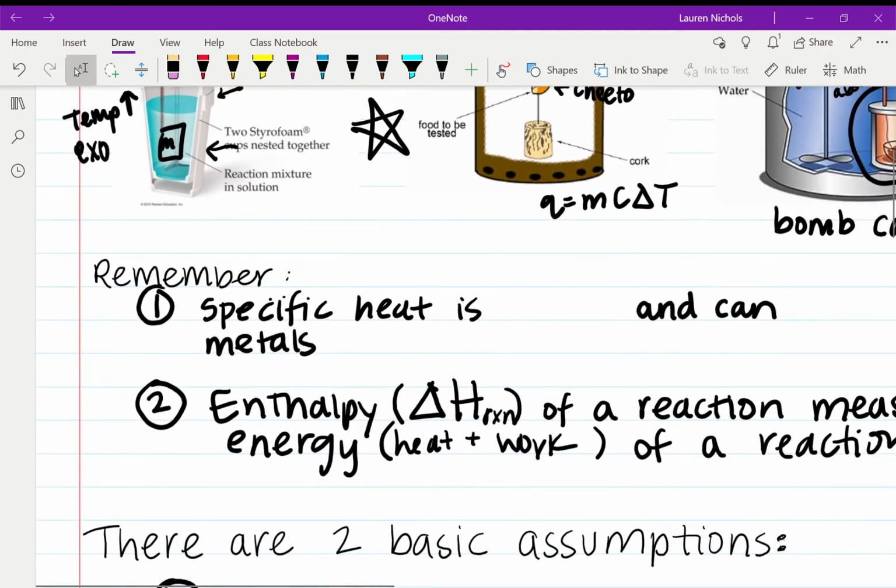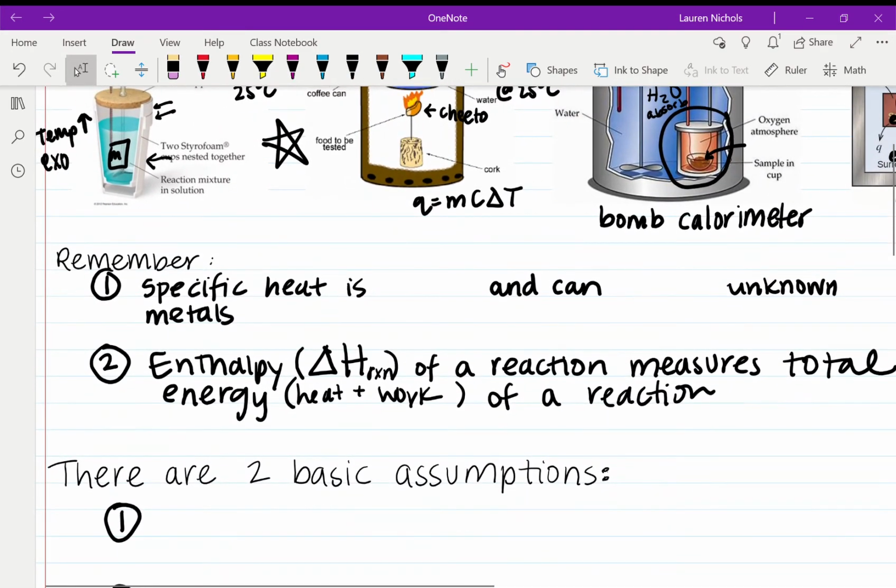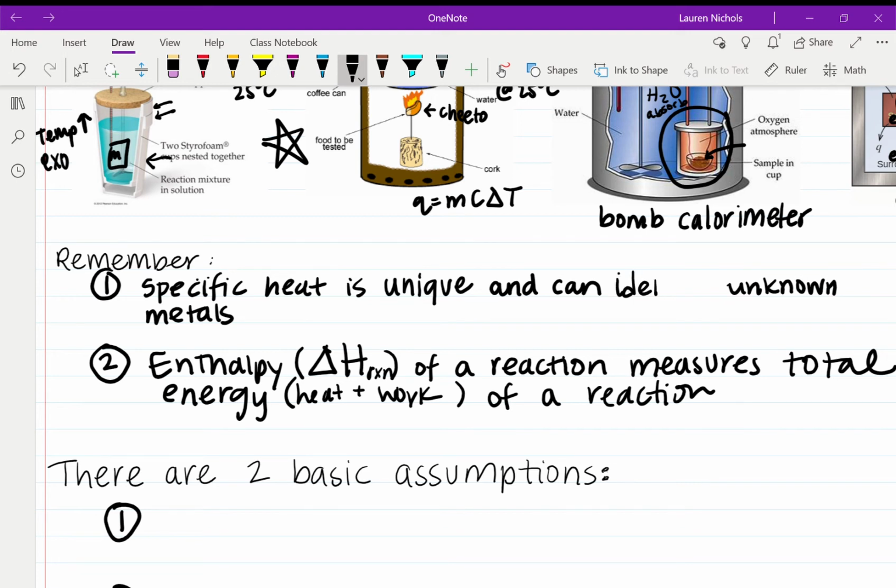So a key thing to keep in mind as we're doing these problems is that specific heat is going to be unique for all the compounds, okay? It's unique, and it can be used to identify unknown metals. So if I have just a random silver metal, this is an experiment I can do, because silver and steel and aluminum and all these silver metals that exist in the world all have a different specific heat and can be separated out that way.